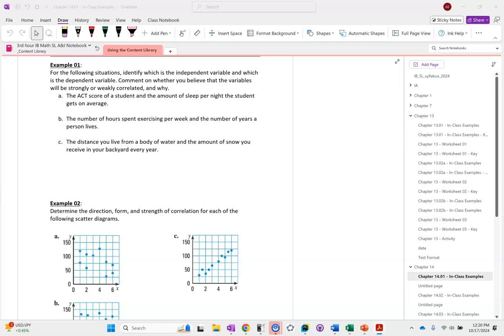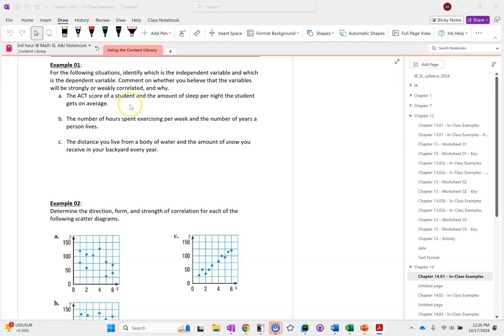All right. So for the following situations, identify which is the independent variable, which is the dependent. Comment on whether you believe the variables will be strongly or weakly correlated and why. First up, the ACT score of a student, the amount of sleep per night the student gets on average. What are our independent and dependent variables here? Dependent is the amount of sleep, and independent would be the ACT score. Perfect, yes. Independent sleep, dependent ACT score.